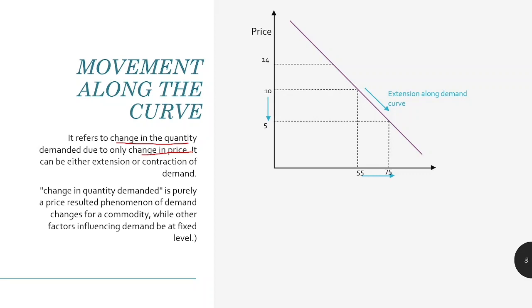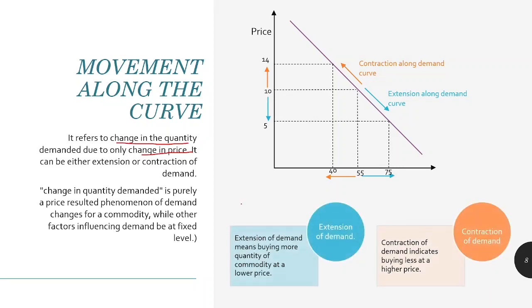Now, if the price increases to 14 rupees, the commodity purchased is only 40 units. So we can see clearly that with an increase in price, the commodity purchased is decreasing. So it is contraction along the demand curve and we are moving upwards. Remember, when we move downwards, it's extension. When we move upward, it's contraction. Let's look at the definition. Extension of demand means buying more quantity of the commodity at a lower price, and contraction of demand means buying less at a higher price. So keep this in mind.